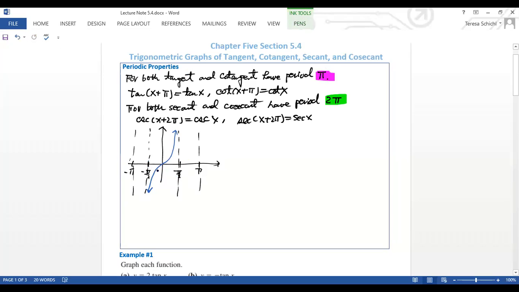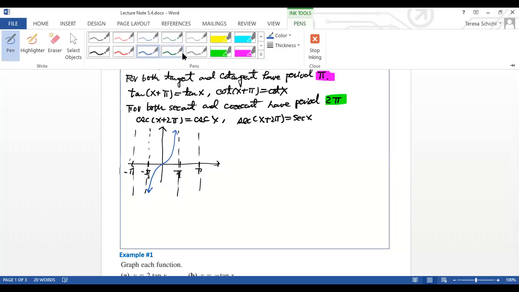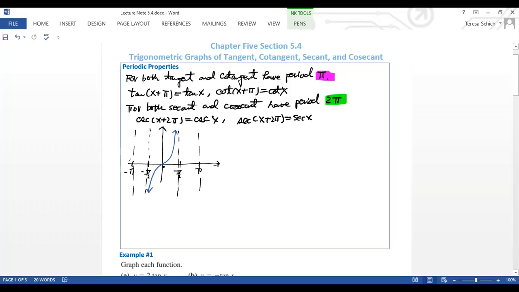Now I'm going to use a different color to show you how they repeat their period. You add one period, right? So this is how they repeat their period here. That's what we call the tangent graph here.